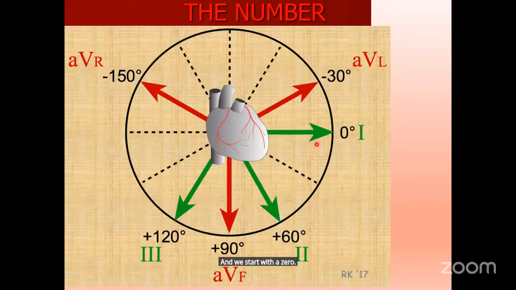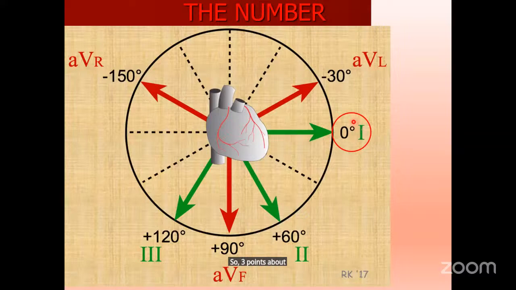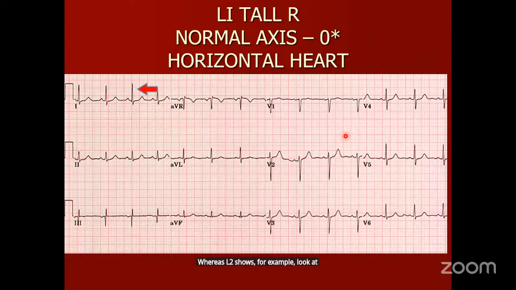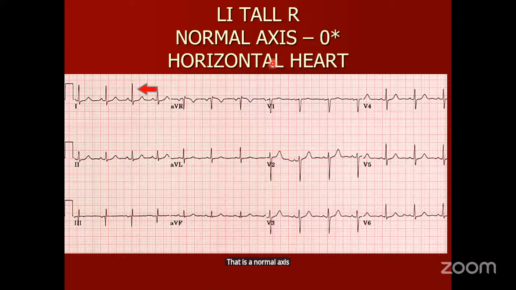So, for example, if my L1 has the tallest positive QRS complex, it's a normal axis, isn't it? Axis is normal. What is my number? The number is 0. If L1 shows the tallest positive QRS complex, it is a horizontal lead, isn't it? Only a horizontal heart will have L1 as the tallest positive QRS complex. So the 3 points about L1 are: normal axis, 0 degrees and horizontal heart. Look at this particular ECG, where L1 shows the tallest positive QRS complex. So what are the 3 points? A normal axis, 0 degrees and horizontal heart.